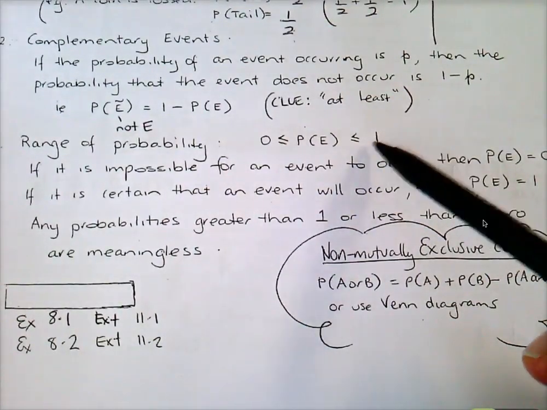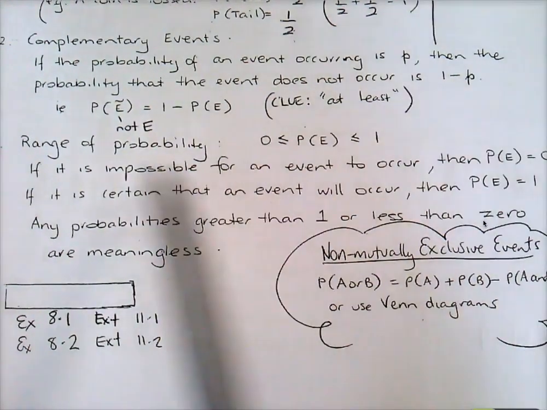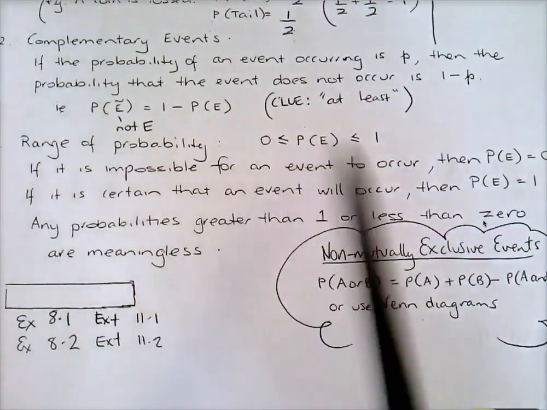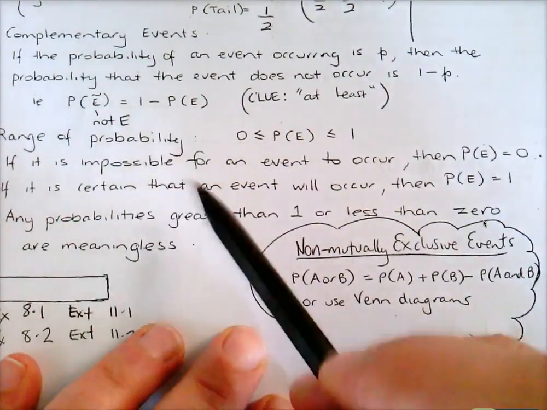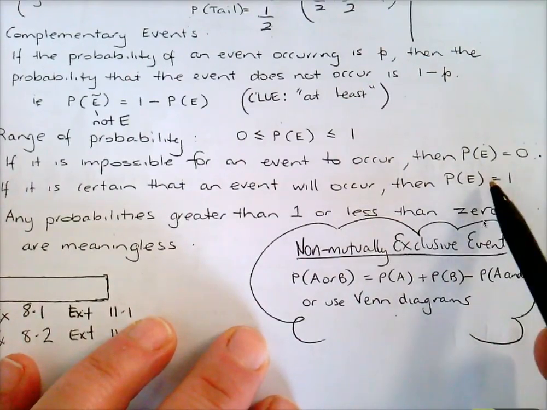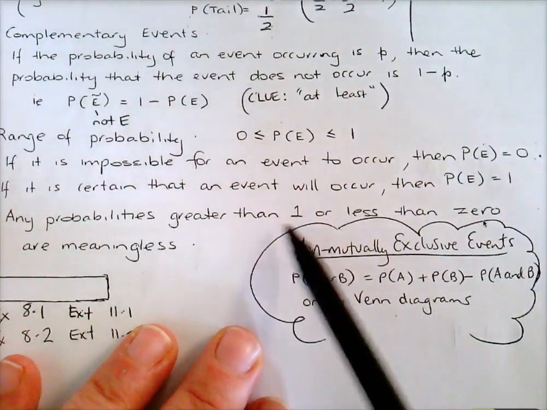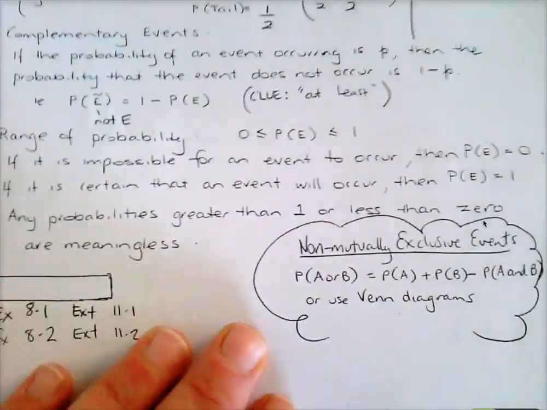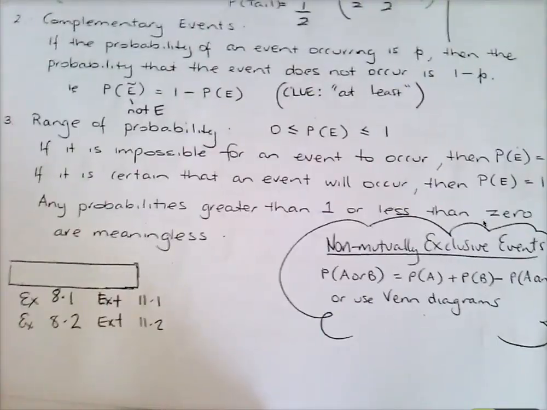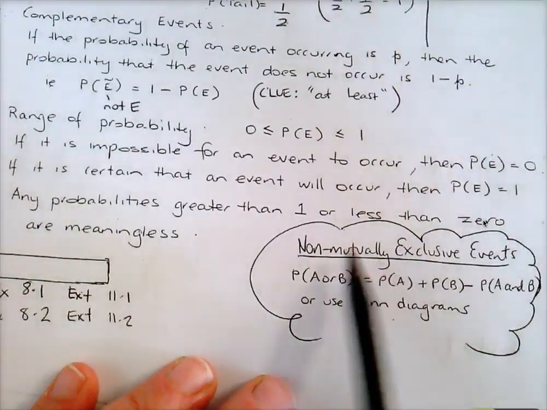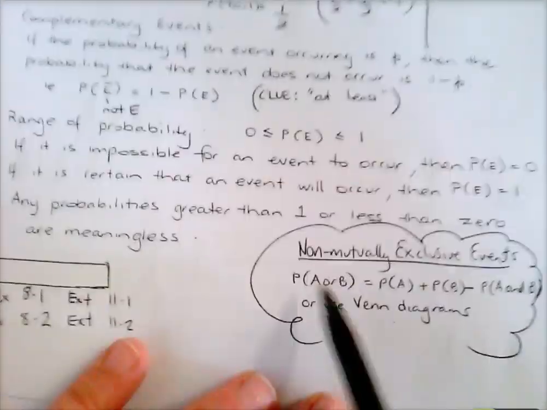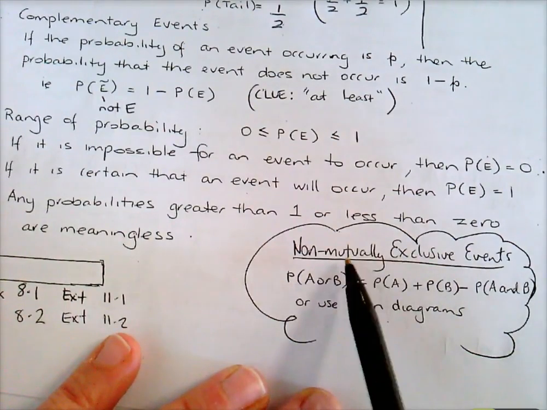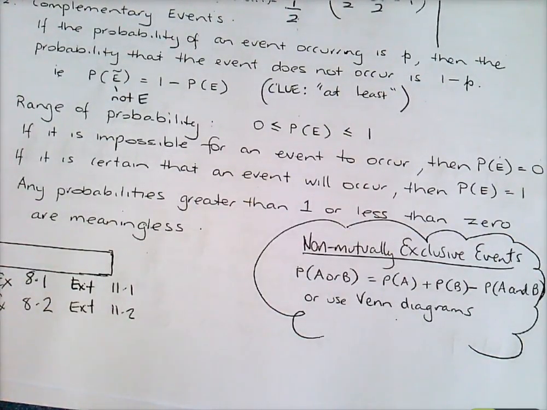So all probabilities lie between 0 and 1. So the probability of E occurring can be 0. 0 means what? 0 is impossible. 1 is certain. Remember that? So if it's impossible for an event to occur, then the probability of the event is 0. If it is certain that the event will occur, the probability of the event is 1. Any probability greater than 1 or less than 0 is meaningless. It doesn't occur. Okay? Now, we need to do more on this. So I will get some examples in a minute.